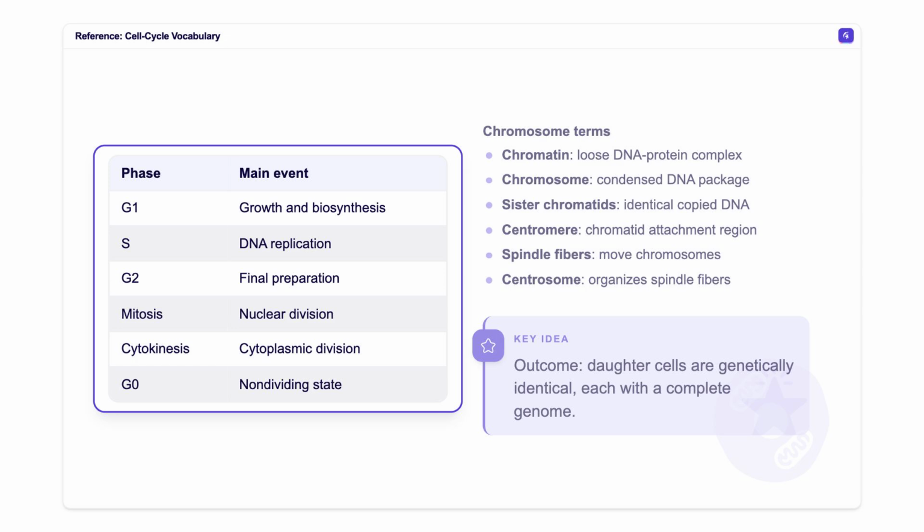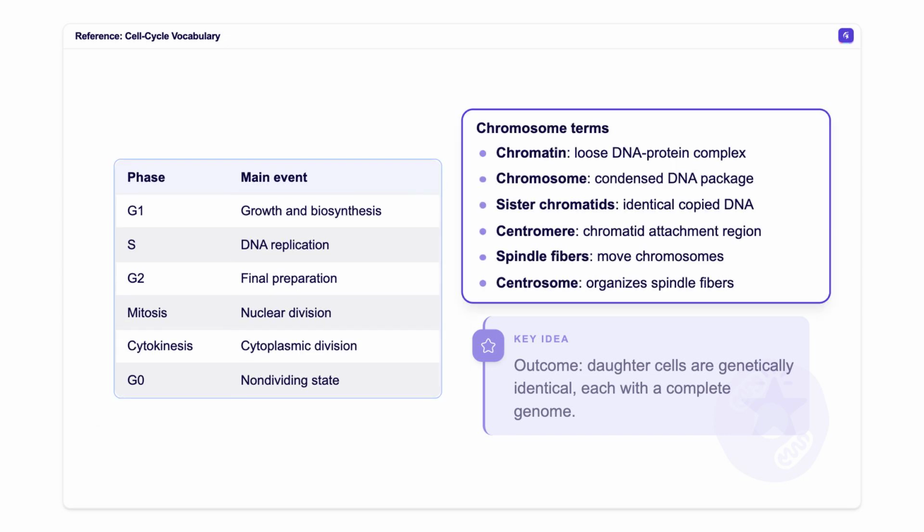Mitosis is nuclear division, meaning the copied chromosomes are separated into 2 nuclei. Cytokinesis is cytoplasmic division, where the rest of the cell splits, and G0 is a non-dividing state that some cells enter. Now match those phases to the chromosome terms. Chromatin is the loose DNA and protein complex, while a chromosome is the condensed DNA package you can track during cell division.